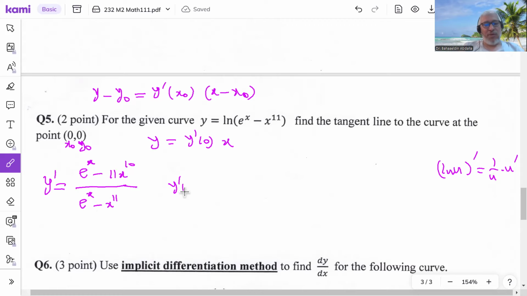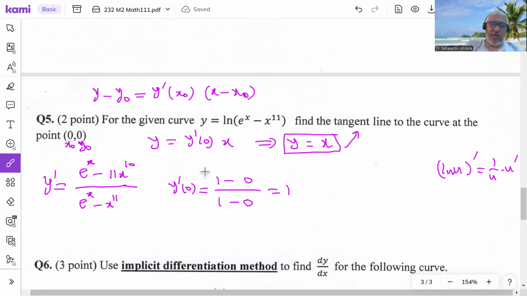So to find y prime at 0, I replace x by 0. e to the power 0 is 1. And x, if you replace it by 0, it would be 0. e to the power 0 is 1. And 0 to the power 11 is 0. So the answer is 1. So the equation is y equals 1 times x, or just x. So this is the equation of the tangent line.